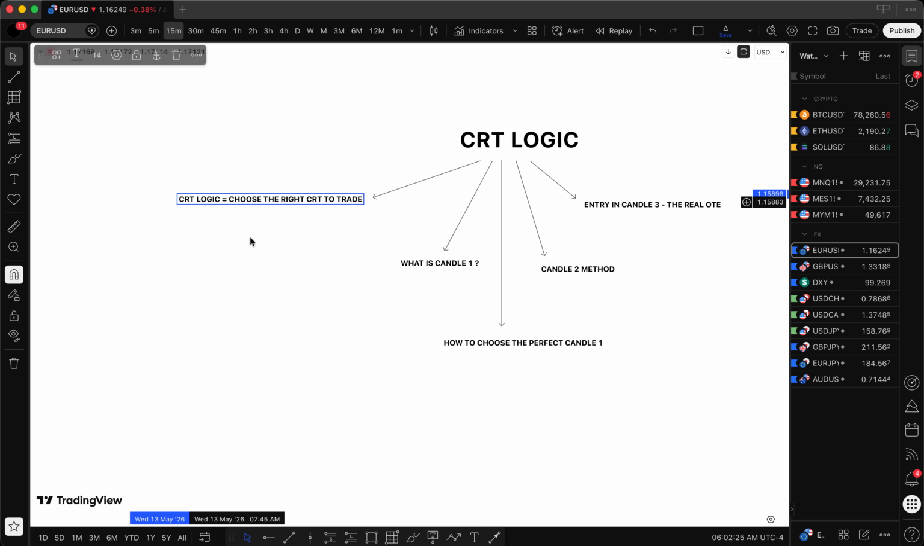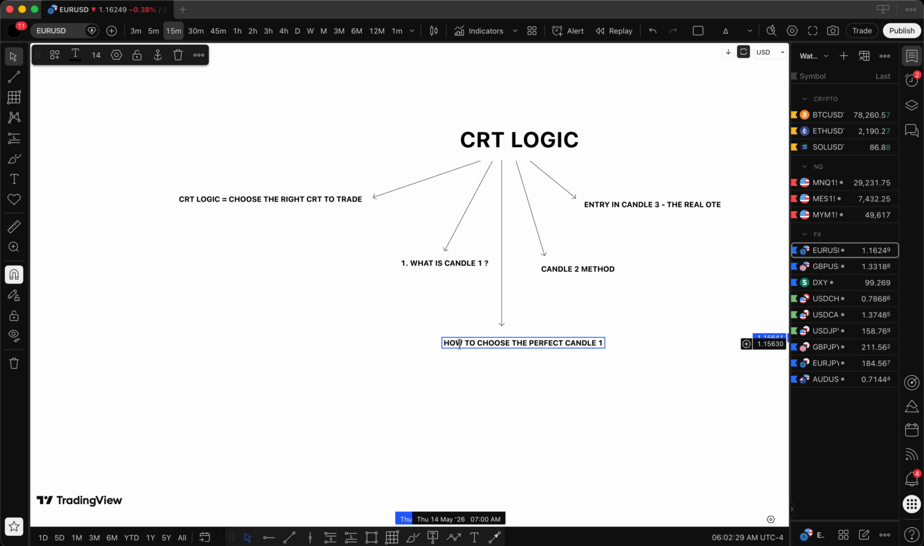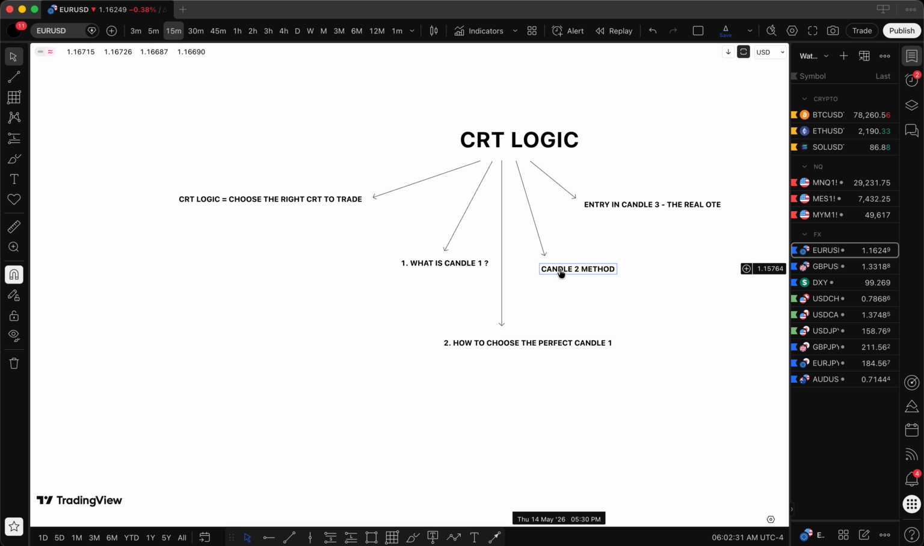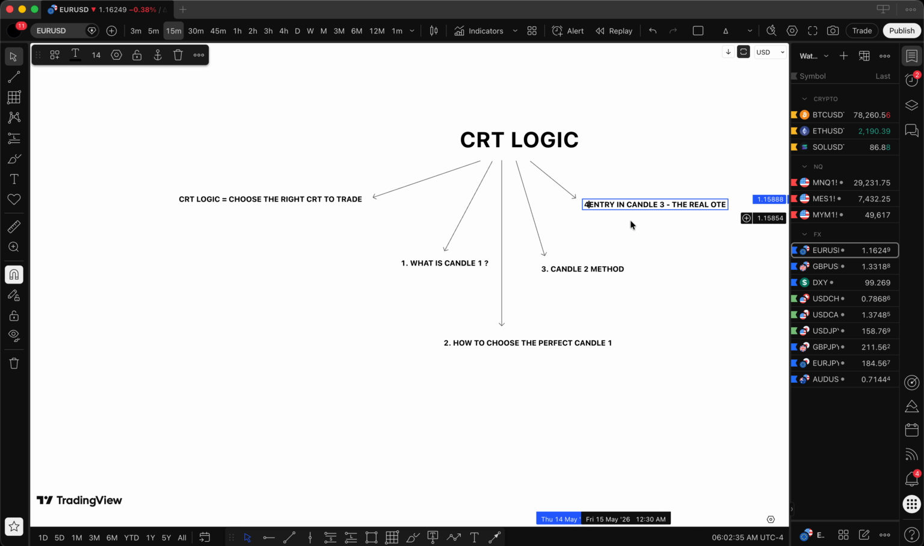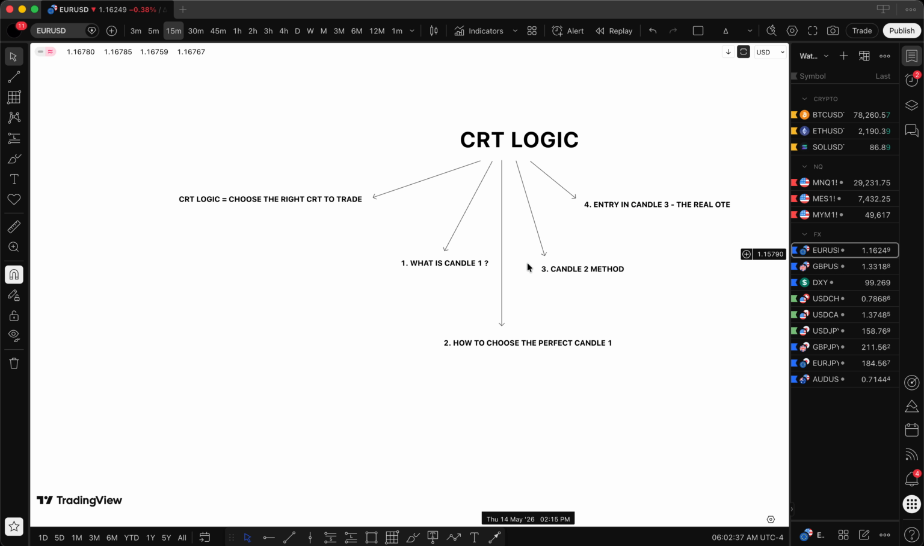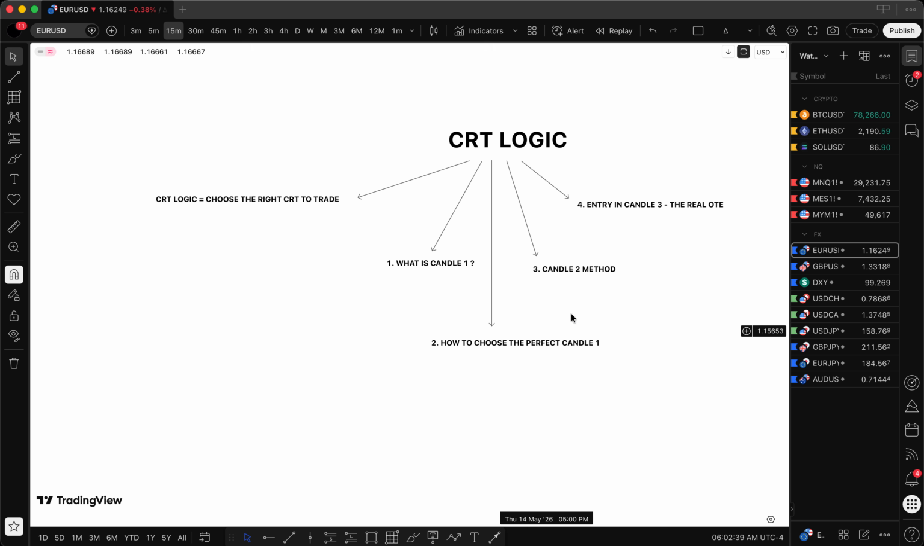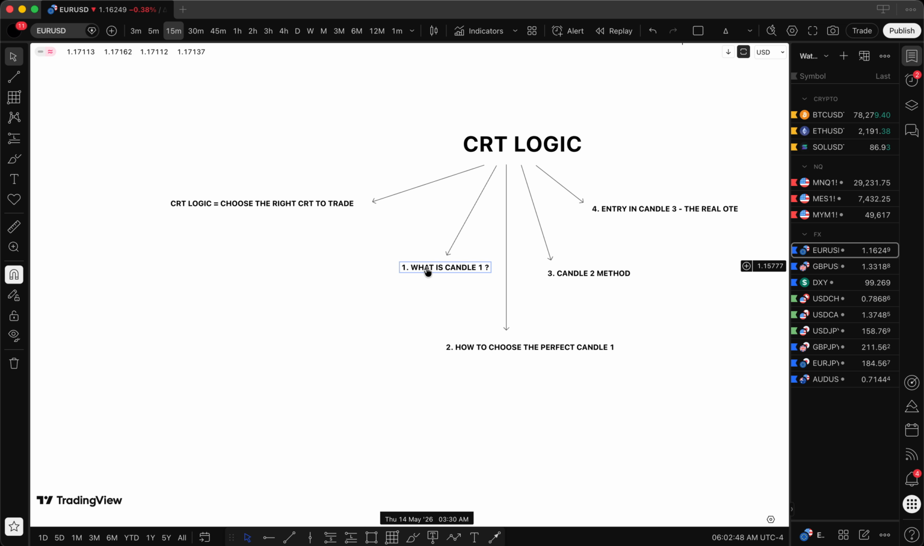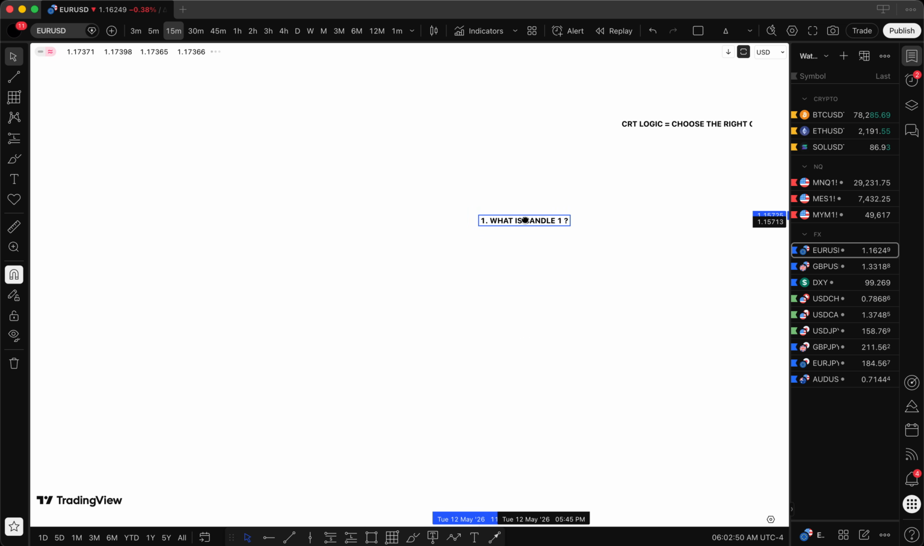So, starting with what is candle 1. This is just a quote, as I said. So the first thing that I'm going to talk about is this. Then we are going to discuss how to choose the perfect candle 1, and the candle 2 method that no one talked about, and you will understand how everything here works in, if I can use the word, sequence, is perfect. Now going to what is candle 1.